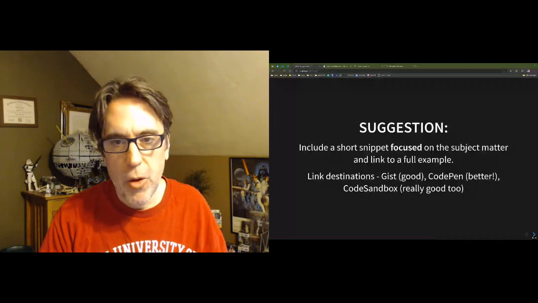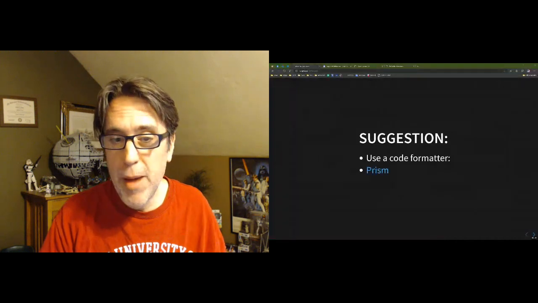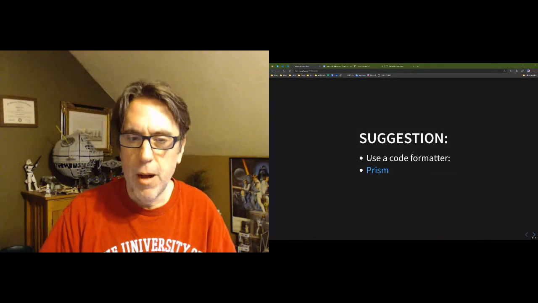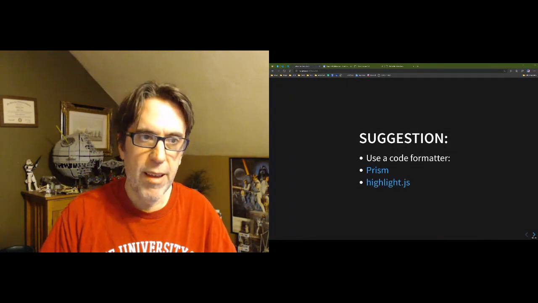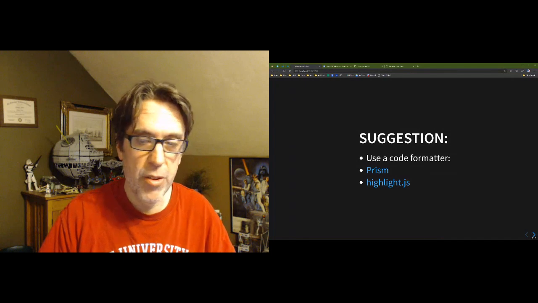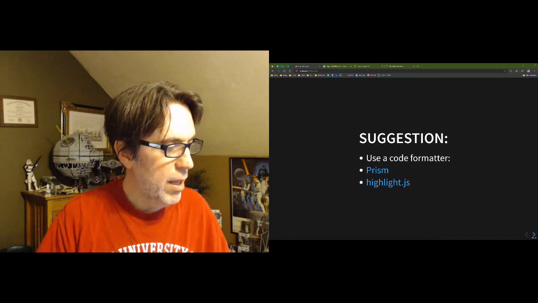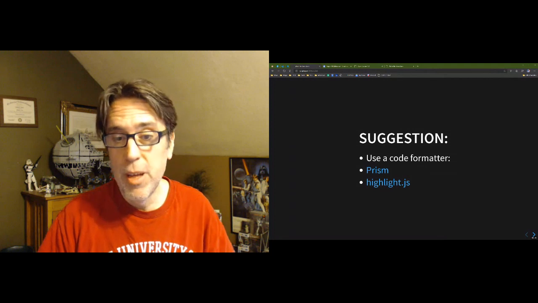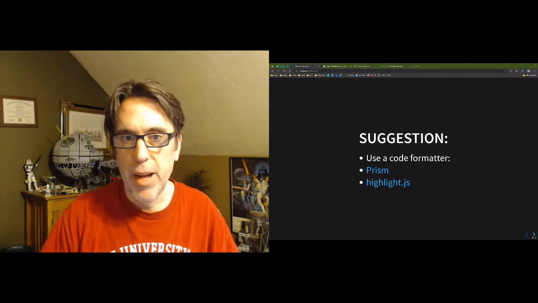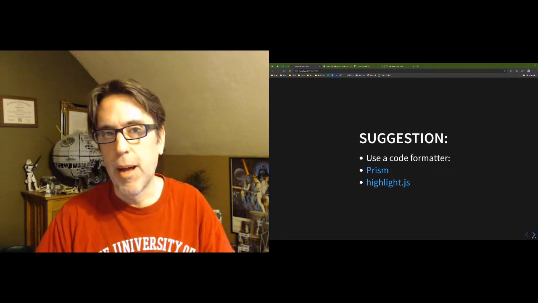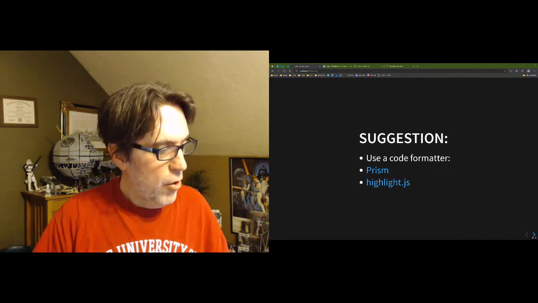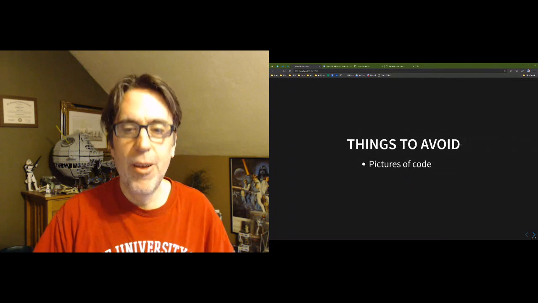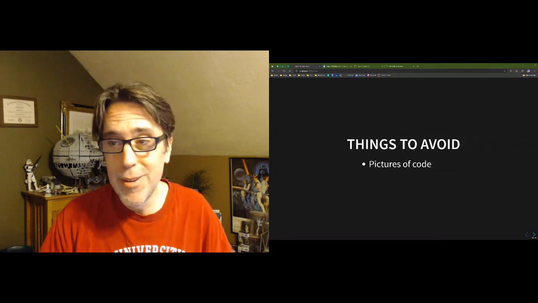If you are showing code blocks, try to use a code formatter. I use Prism on my blog. I'm using reveal.js for the slide deck, and it uses highlight.js. Both of these make it pretty easy to use. You basically wrap your blocks of code, and then the library comes in and makes it look a bit nicer. So in terms of things to avoid, don't do a picture of code.